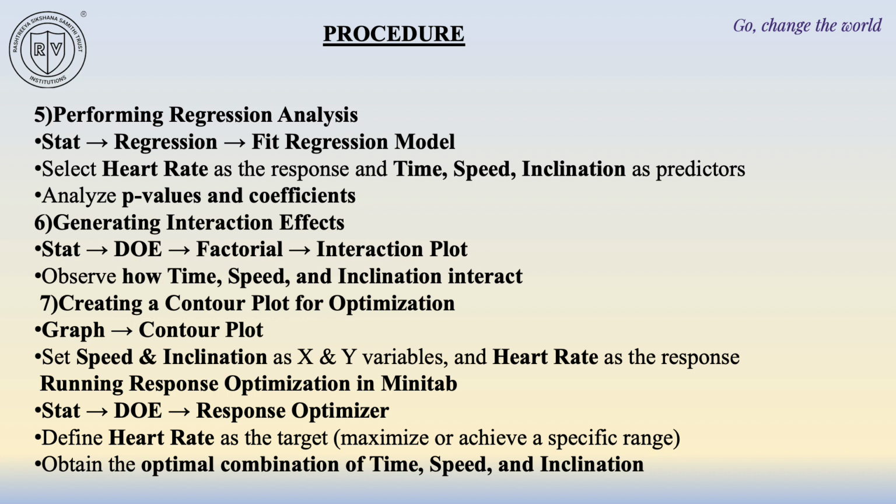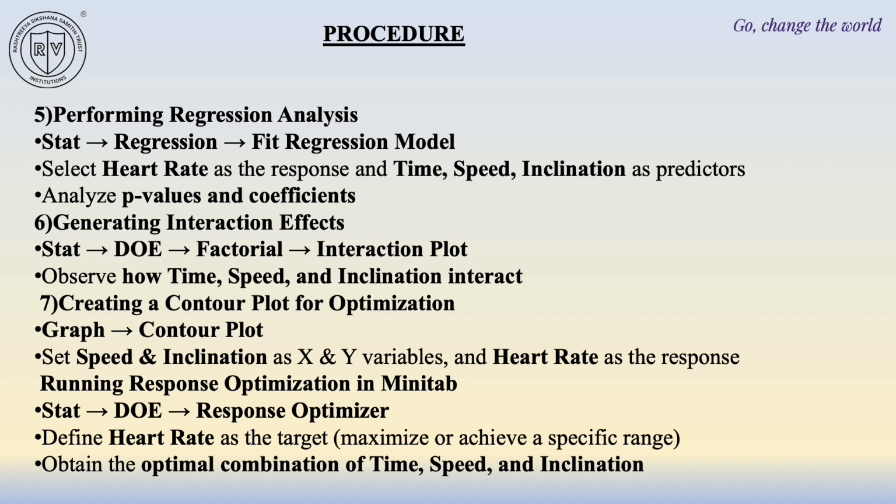Here we select speed and inclination as the x and y variables and heart rate as the response. Then we run the response optimization in Minitab and select heart rate as the desired response. Then we define the heart rate target, meaning we specify whether we want to maximize the heart rate, minimize it, or set a specific range. Then we obtain the optimal combination of time, speed, and inclination using the Python script which I have created.